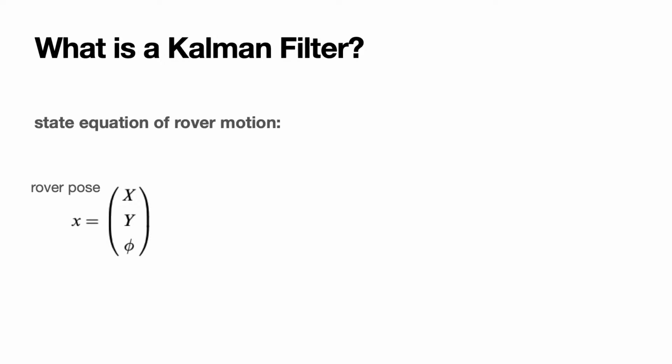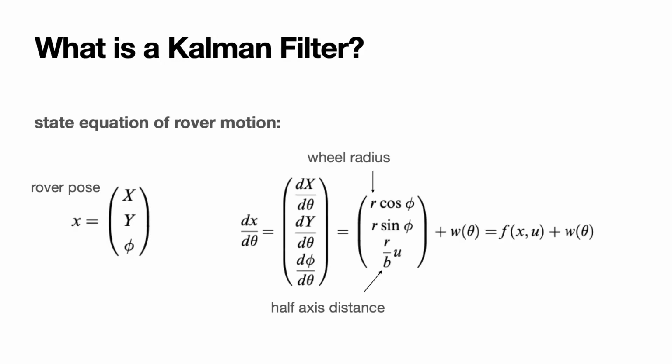Now let's take a look at our state equation of rover motion. We start with our rover's pose, which can be defined as a three-dimensional vector with x and y describing the position and phi the heading. If we now derive this by the steering angle, we get the following equation. This formula is only correct under the assumption that our rover maneuvers are based on Ackermann steering.